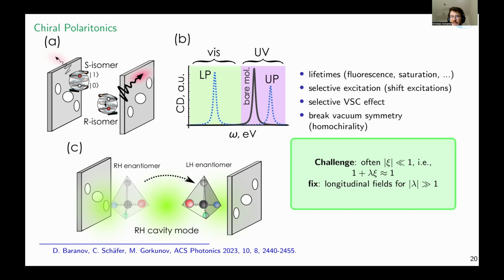So last aspect. There are still open challenges that we will fix in the future. And one is very much that the degree of chirality is for many molecules very small. That means that this kind of selectivity is also small. One possible fix is to move away from only polaritonics, transversal fields, to combine this with longitudinal fields. So mix chiral polaritonics with chiral plasmonics, because this allows us to really boost this factor lambda here if you have longitudinal fields, and in this way be more selective in the future.